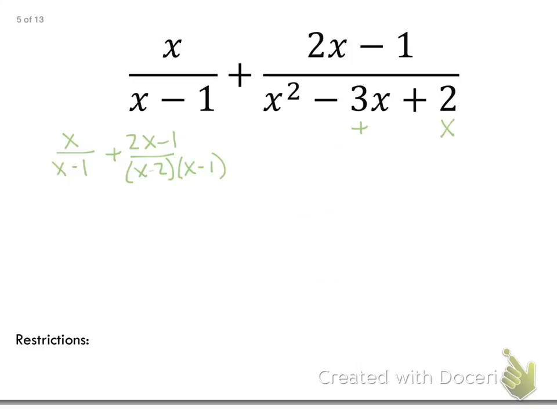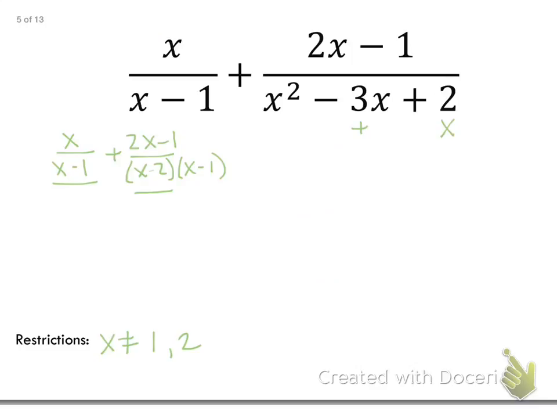Let's go ahead and do our restriction. So x cannot equal 1 in this situation and 2 in that situation. The other one's going to be 1 again. Remember, it's the numbers that when you plug them in for x, you get 0 down there. Okay, so let's keep working.